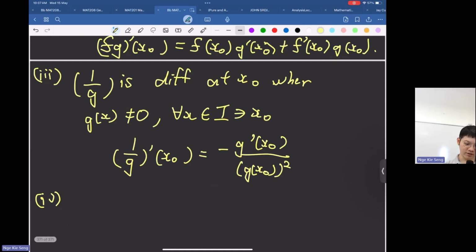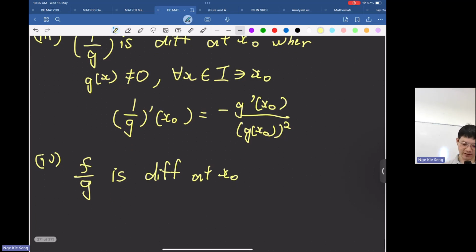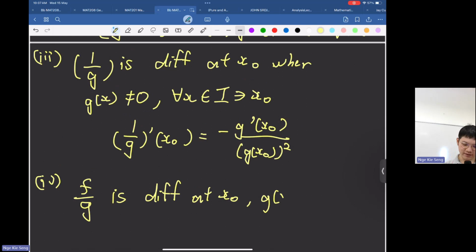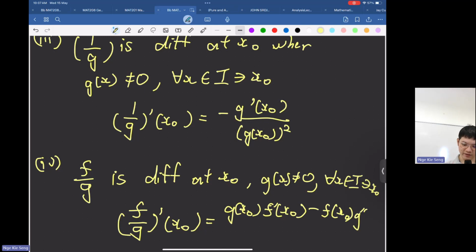Can I be a bit lazy? Let's put it like this first. So this is differentiable at x naught as well. And then similarly, you need to mention that g of x cannot be 0 for all x in I, where I contains x naught. Then, if you differentiate f over g, this is our famous quotient rule. So you see that this is in this kind of sequence. You get the first one first, and then you combine with the previous result to get the last result here.